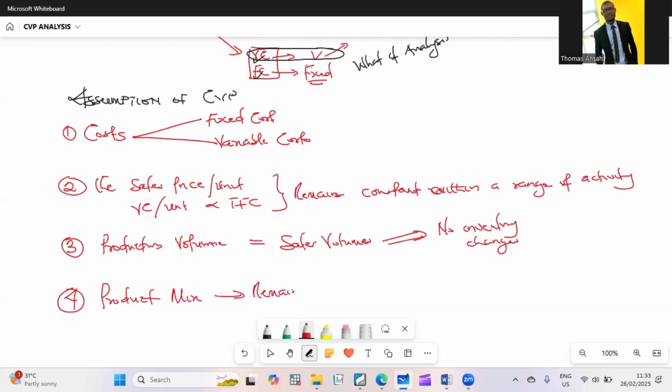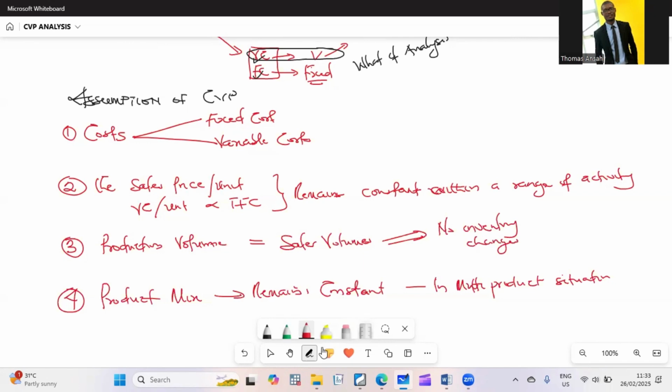But the thing is that in reality, do they remain constant? So we are looking at these things remaining constant, even in a multi-product situation. These are the assumptions that we are going to operate with.